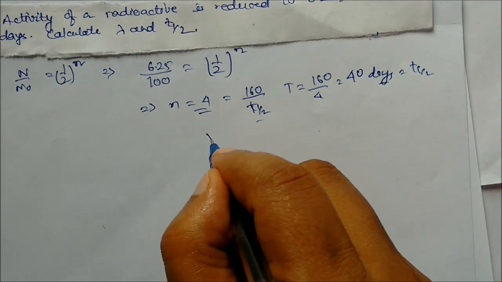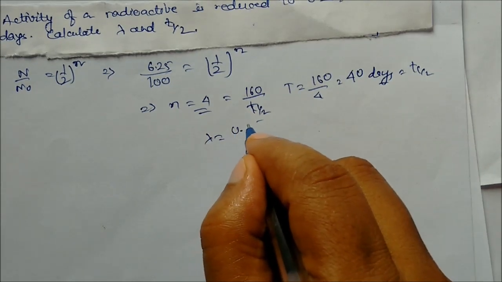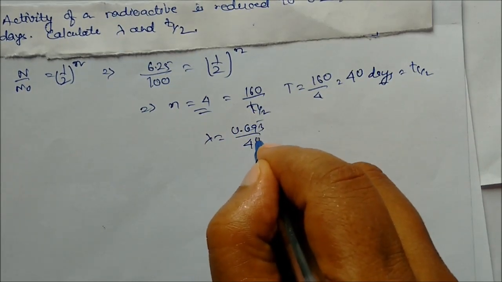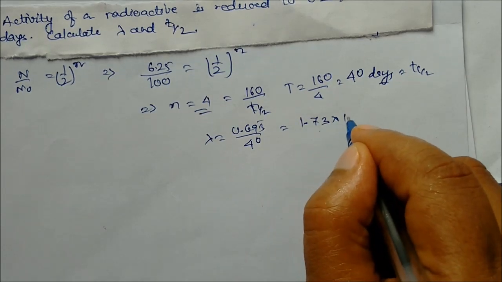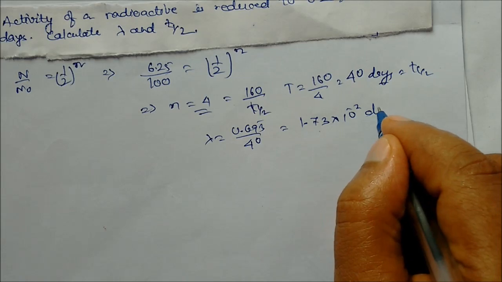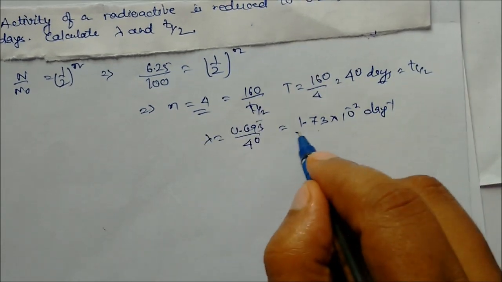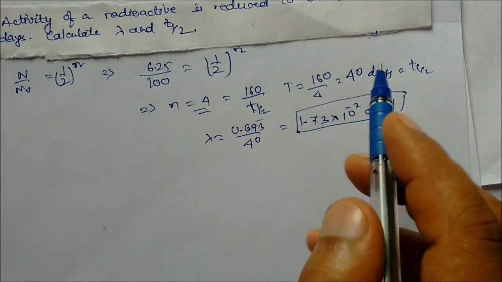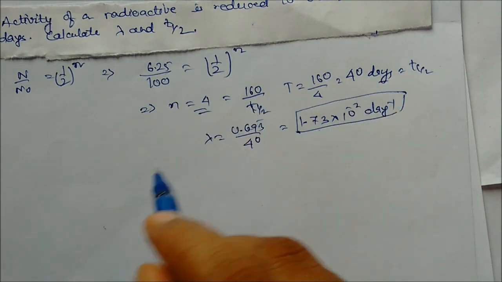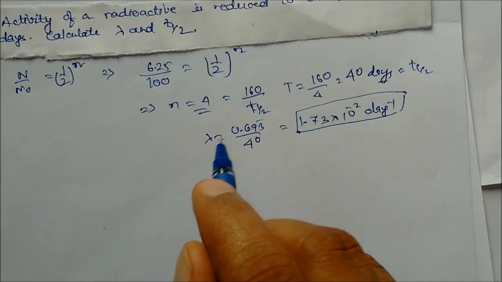Now we can find out lambda equal to 0.693 divided by 40, so you will get 1.73 into 10 to the power minus 2 per day. So this is our answer. These questions are very easy, we can solve them. Like this we can solve them, and we get our answers.